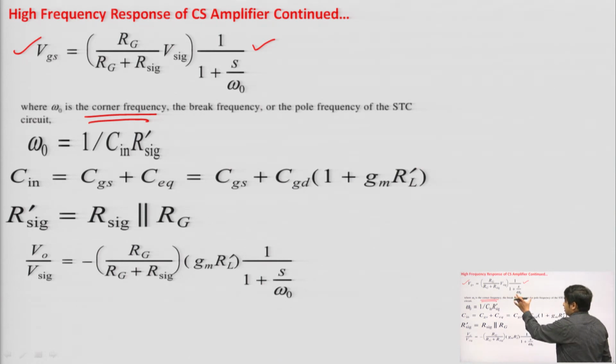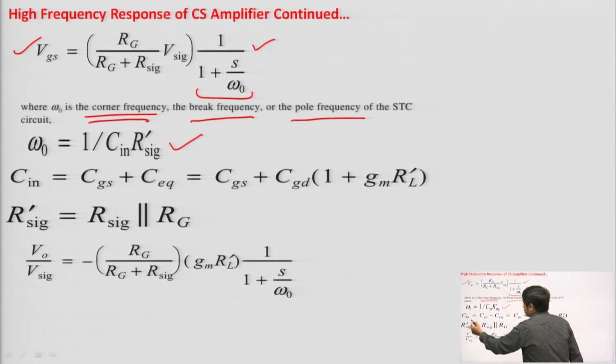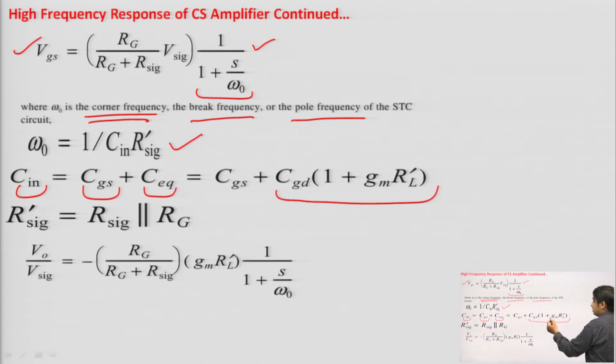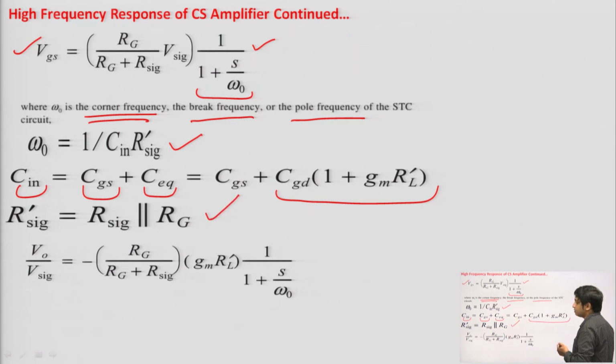After rearranging the terms, convert the equation into the form 1 upon (1 plus S upon omega naught), where omega naught is the corner frequency, also called the break frequency or pole frequency. This omega naught will be 1 upon C into R dash sig, where C is the total input capacitance, the summation of CGS and C equivalent. The value of C equivalent is CGD into (1 plus GM RL dash), and R dash sig is R sig parallel to RG.